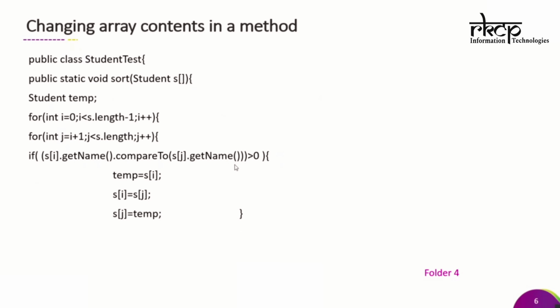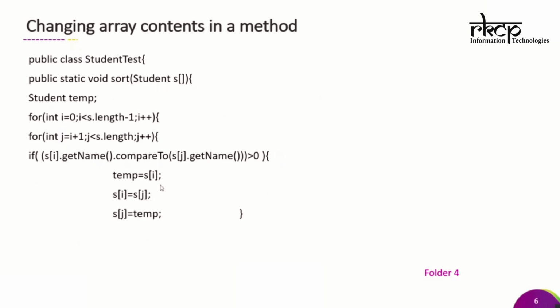If it will be the same, then in that scenario it will return 0. If the first name starts with A and the second name starts with B, then it will return more than 0. Here we are actually using this concept for sorting purposes, so in that scenario only it will be true.